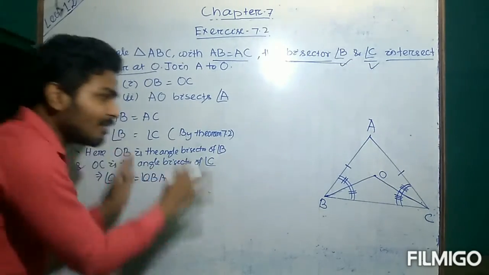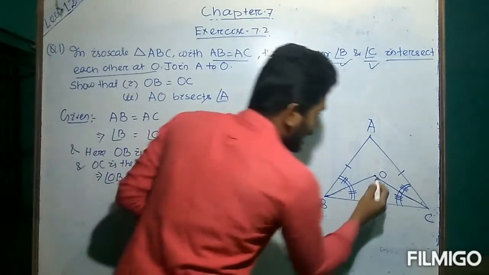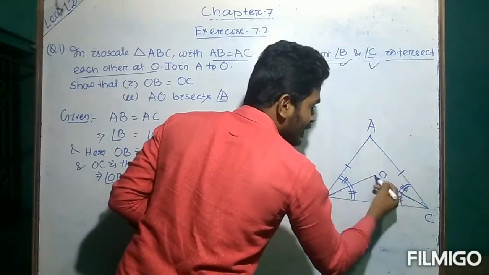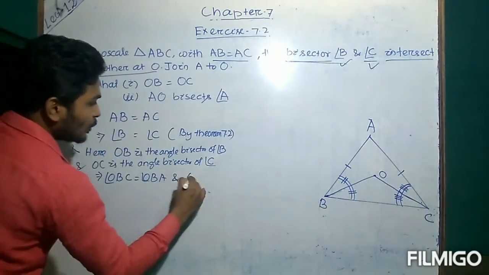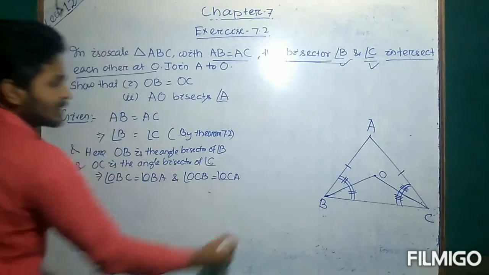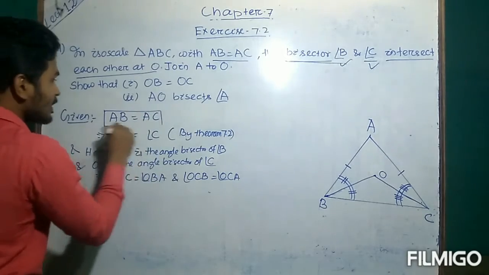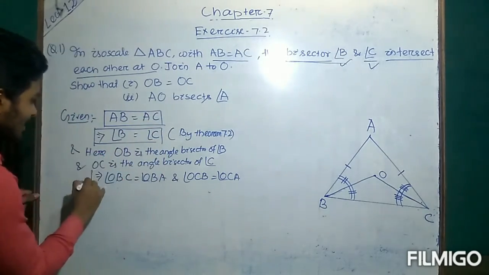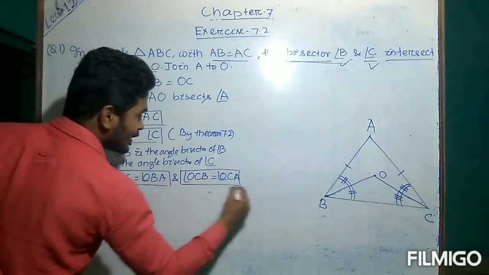You have to define every concept here so that it is easy to prove. Similarly, if OC is the angle bisector, then this angle is equal to this angle. This angle means OCA and this is OCB, and OCB is equal to OCA. This is clear now? What are the concepts we get? We get AB is equal to AC. This is the first concept. We get angle B is equal to angle C. Second concept, and we get this angle is equal to this angle and this angle is equal to this angle.